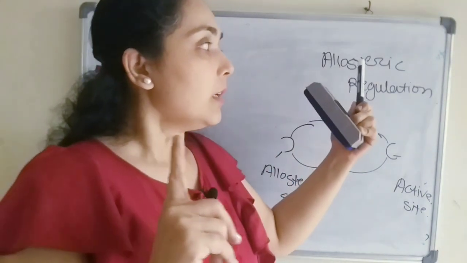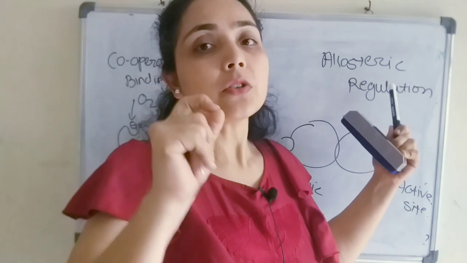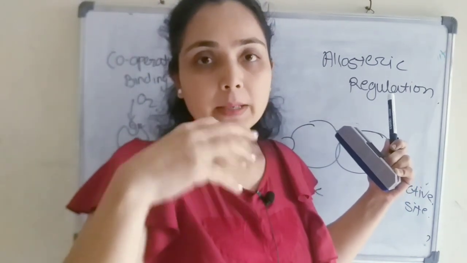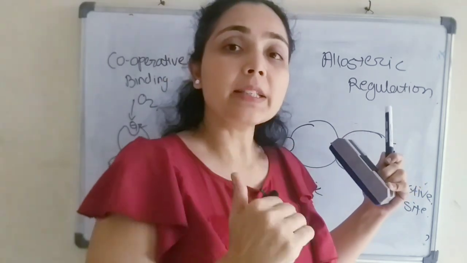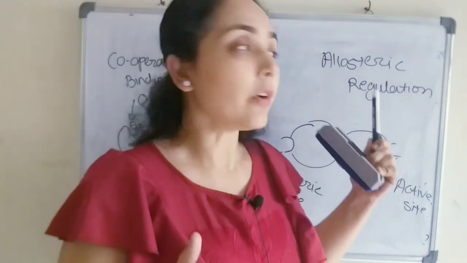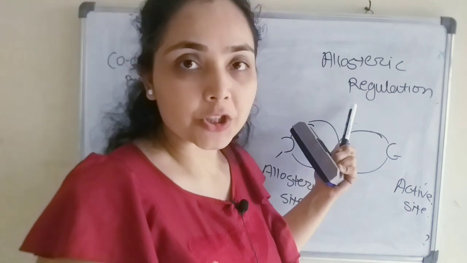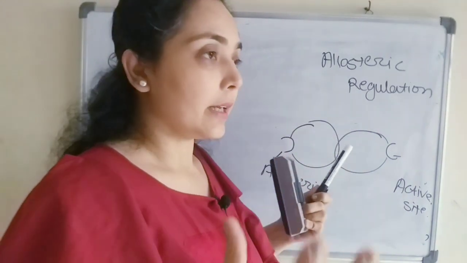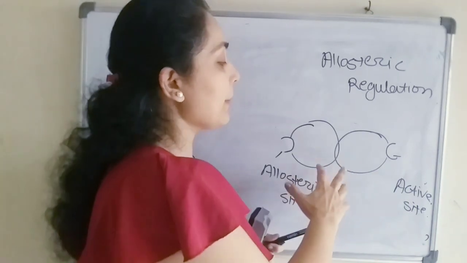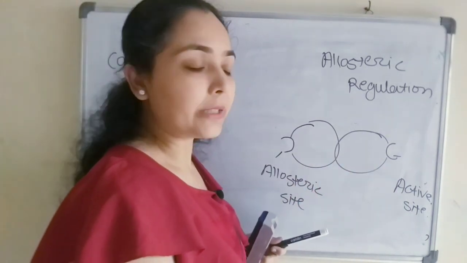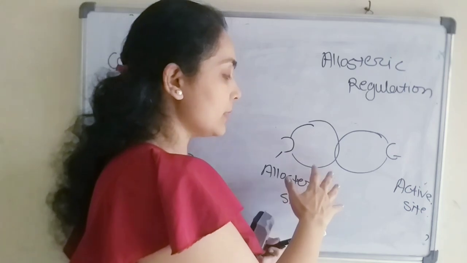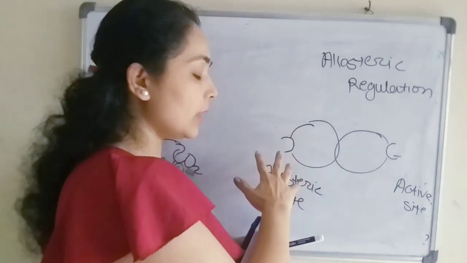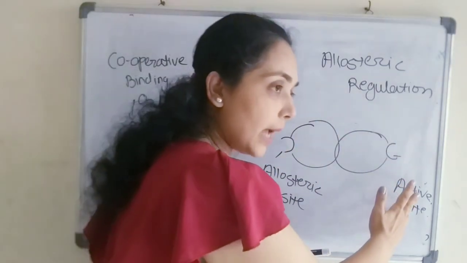Next is the allosteric kind of regulation, which we will mostly see in enzyme substrate chemical reactions, or receptor ligand interactions involved in cell signaling. For allosteric regulation, let's take the example of some dimeric proteins. There can be more than one polypeptide chain, but we will see dimeric proteins here. Here two types of sites are present. One is the allosteric site and another is the active site.